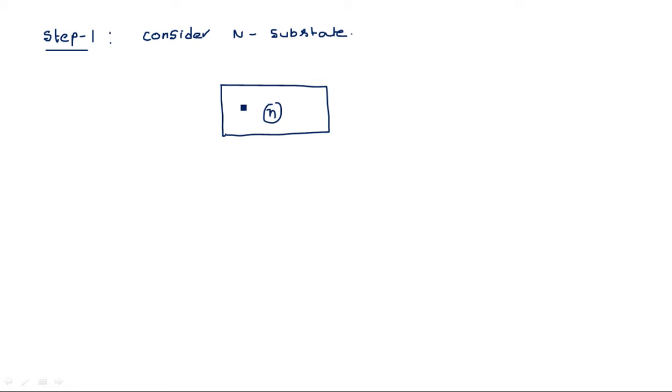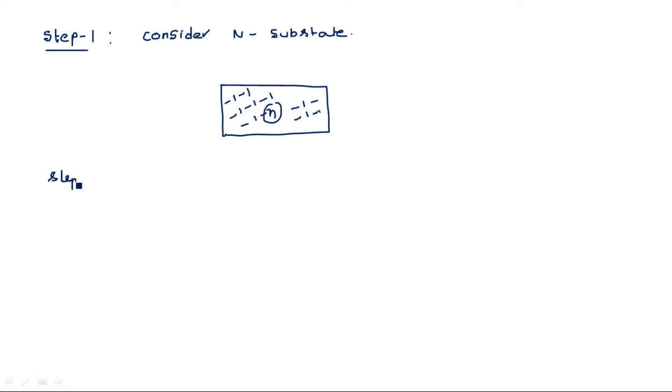Step one, so what type of transistor are we creating? For a PMOS transistor, the substrate is the opposite, so we should consider an n-type substrate. Consider n substrate. So take a rectangular shaped n-type substrate. Here it is the n-type substrate, and the indication for the n-type substrate is horizontal line, vertical line, horizontal line, vertical line, like this.